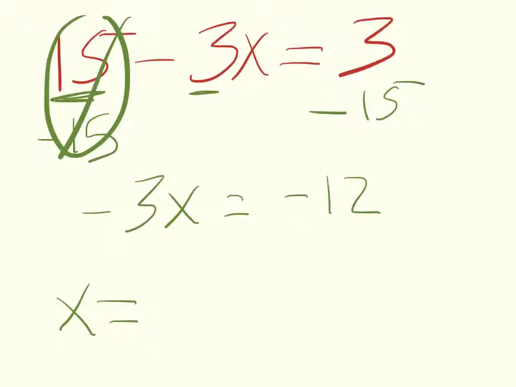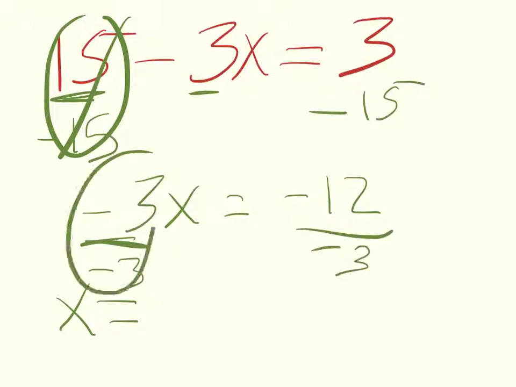So I'm looking for some number times negative 3 that equals negative 12. In order to figure it out, negative 3 is getting in my way, so I need to divide by negative 3 on each side. So now I have x, and this cancels out because negative 3 divided by negative 3 is just 1. Now I have x equals negative 12 divided by negative 3. A negative times a negative is always going to be a positive. And so now I have 12 divided by 3, and that equals 4. So here my x equals 4.